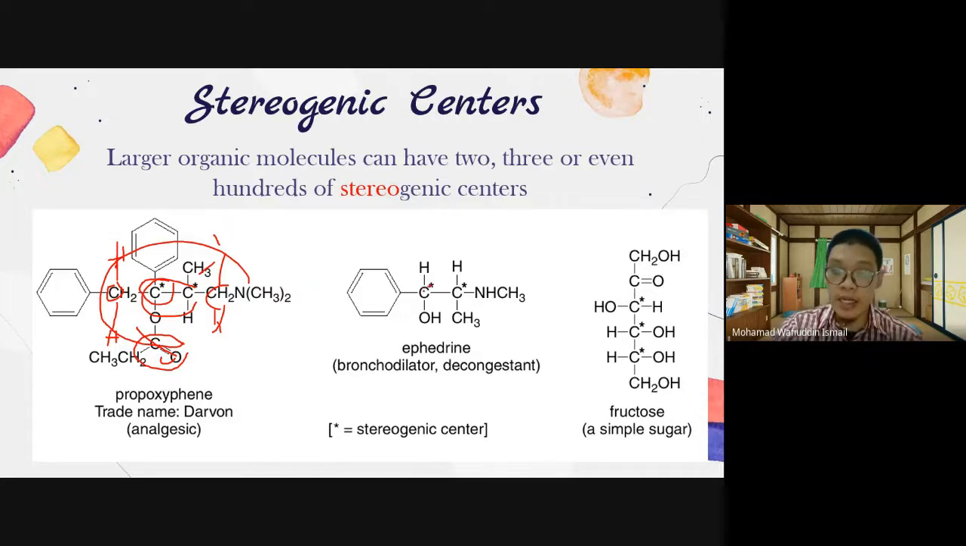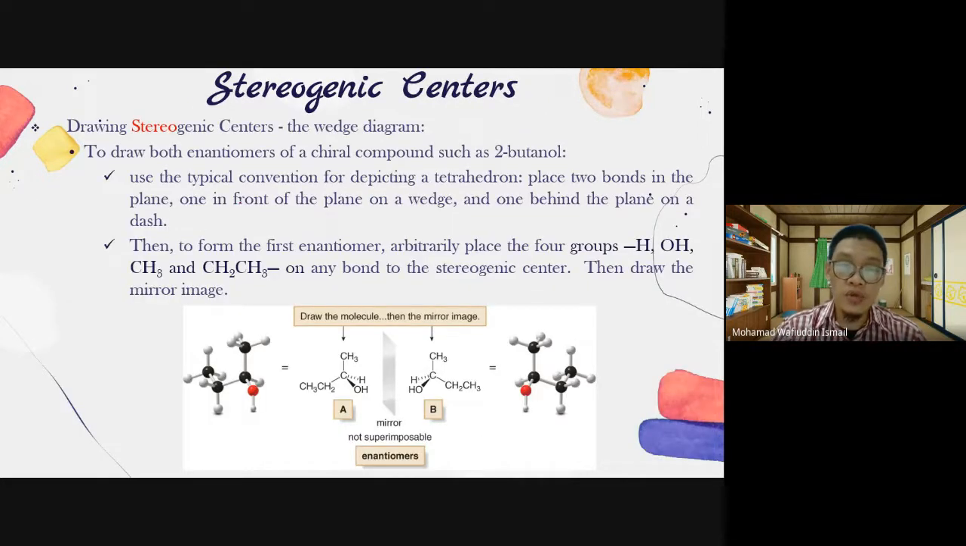Here is another example. The most important part, or what makes it easy for you to determine the chiral center, is to look at the functional groups attached to that particular carbon. If that particular carbon is attached to four different groups, it will be chiral. So here they have three stereogenic centers.